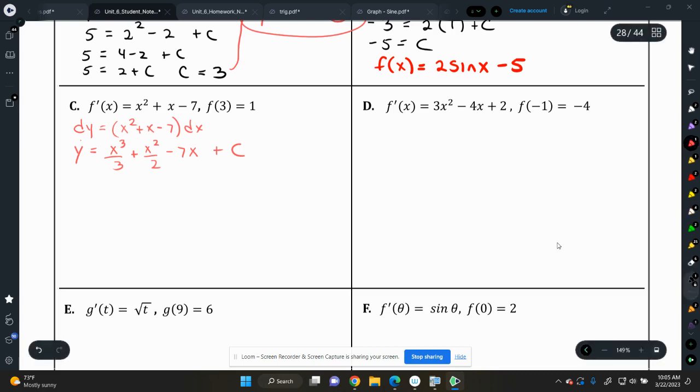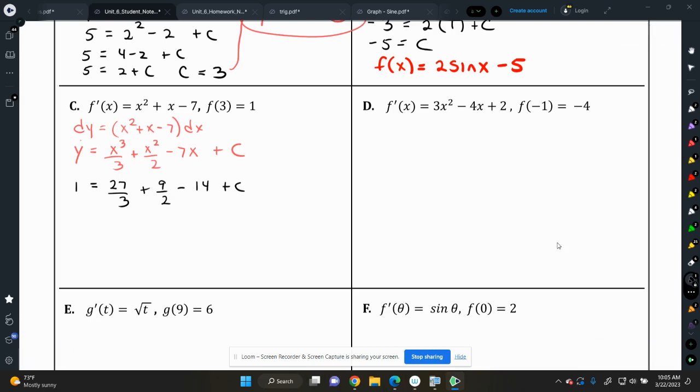So now we're going to substitute in our x and y. So 1 equals 27 over 3 plus 9 over 2 minus 14 plus c. That means c is going to equal minus 21. Yeah, times 3. Good catch. Just checking you. Don't trust everything I say. Don't trust the internet. Extract the information. All right, c equals 17 over 2.